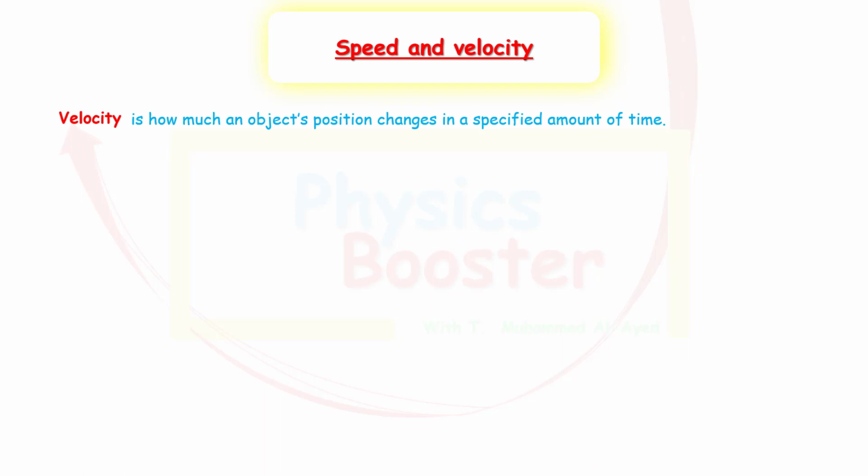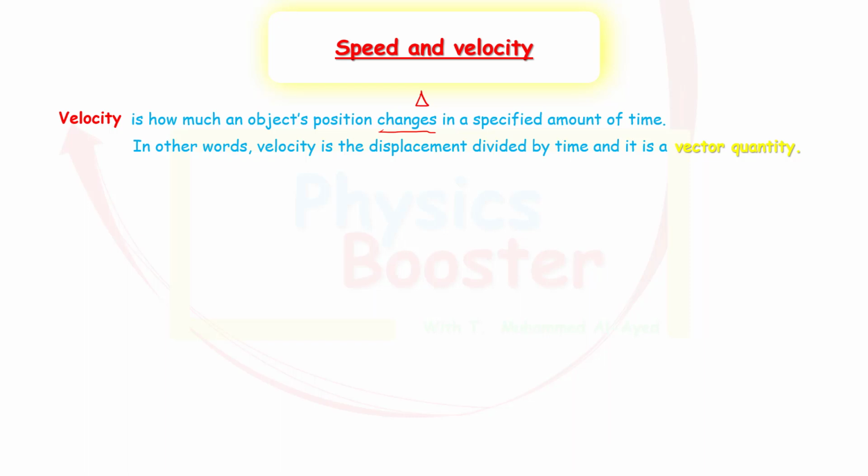Now, velocity is how much an object's position changes in a specific amount of time. So again, changes, delta. This takes us to the term displacement. A position change means displacement. So in other words, we can say that the velocity is equal to the displacement divided by time. It's a vector quantity. Now remember that displacement is a vector quantity. When we divide it by a scalar quantity, we will get a vector quantity, okay? And the equation is simply displacement, which we call delta D, divided by time, okay?